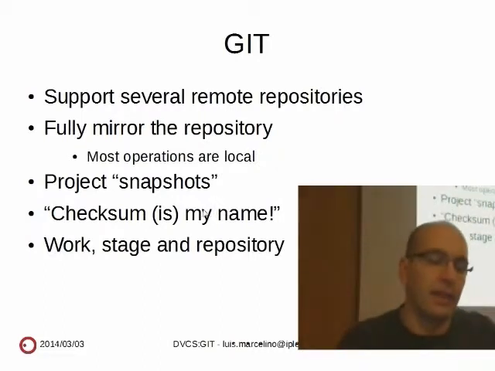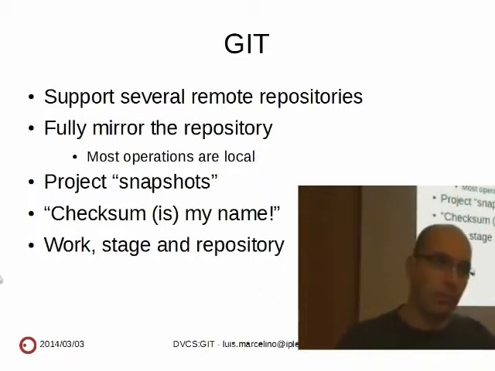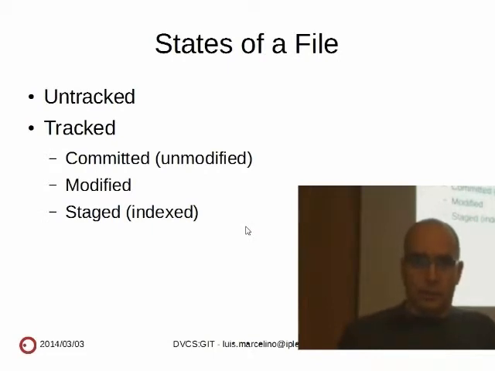You also have three places that you need to be aware of when you are working with Git. It's not location, location, location, but it's work, stage, and repository. These are different places, and there are commands that affect one place, not the other, and so on.